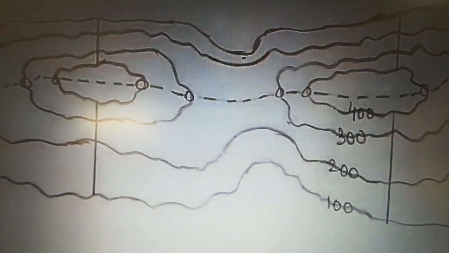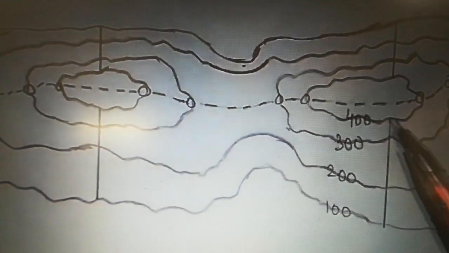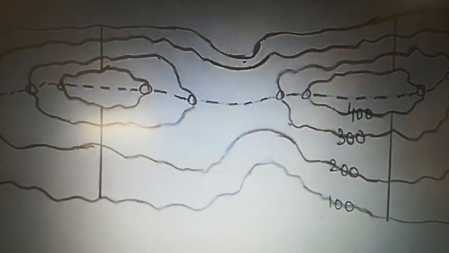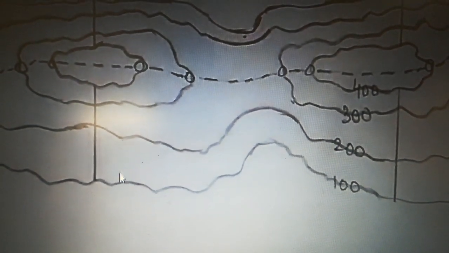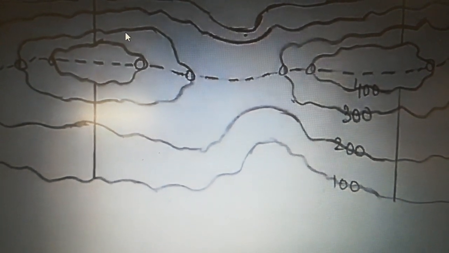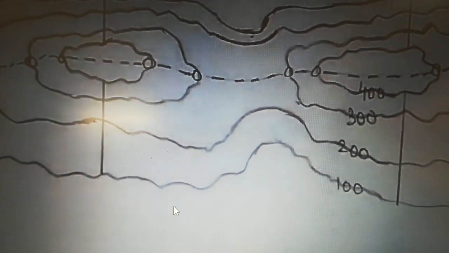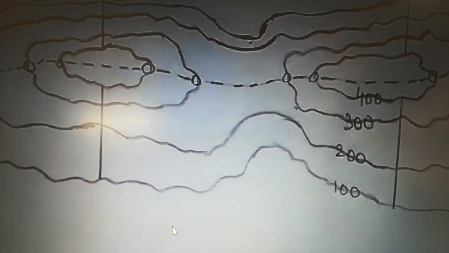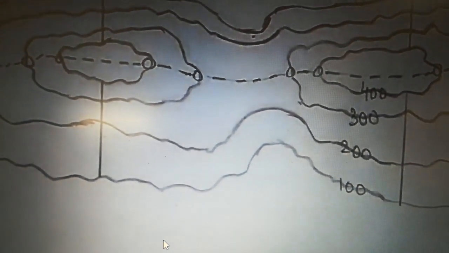or it is also known as a col. It is a shallow depression at a high elevation between two peaks or ridges. Maybe on the downside you can see the gentle slope, and on top you can see the steep slopes. Okay, it is a saddle. Okay, this divides two water bodies.